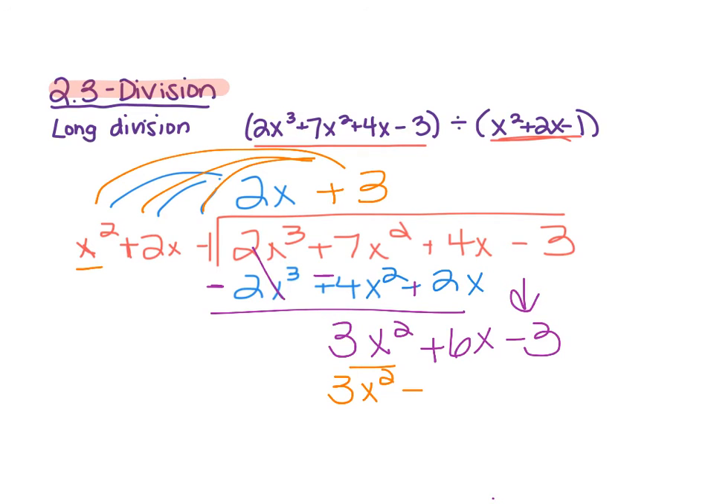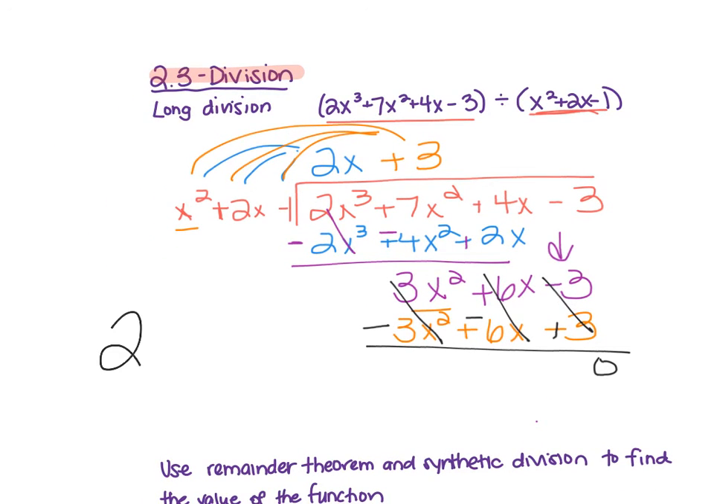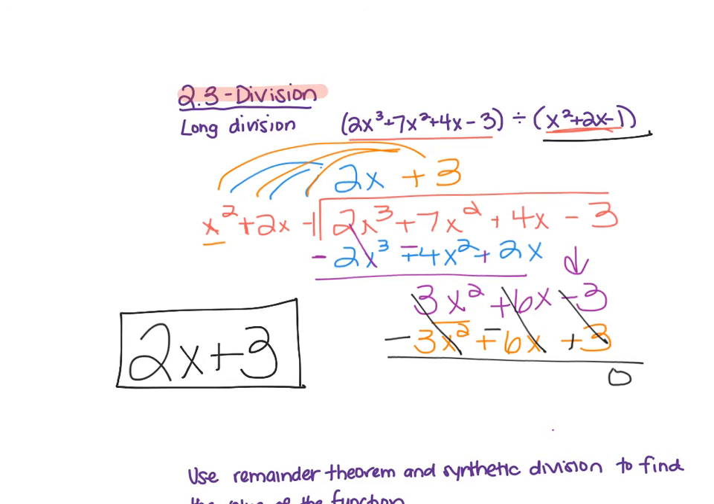3x squared plus 6x minus 3. Change my signs. These cancel, and these cancel. So the remainder is 0. So my quotient here is just 2x plus 3. If there was a remainder other than 0, I would put it over x squared plus 2x minus 1. So I'd get 2x plus 3 plus the remainder over the divisor.